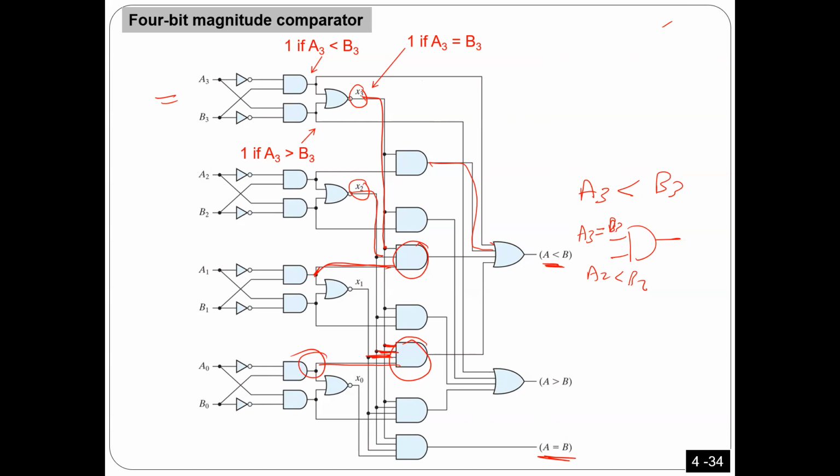Number 1, you need to know the operation I did for individual bits. Number 1, for equal, how can I know 2 bits are equal? Using XNOR. Number 2, how can I know if a bit is greater than another bit or less than another bit? The way you do it is A prime B or B prime A. You get what I'm saying?